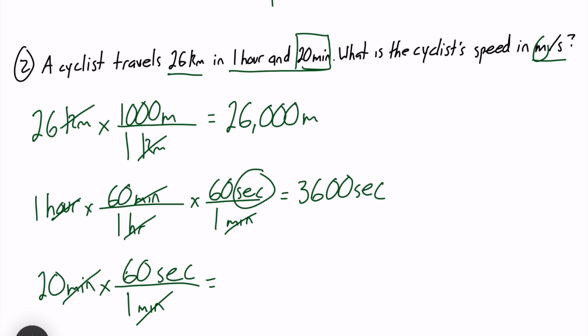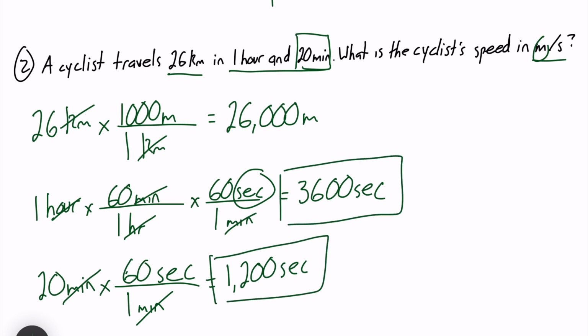And we will type in 20 times 60, which will get us 1,200 seconds. So we have to add these 2 times up to get our total time. So I'm just going to do that right here. We have 3,600 seconds plus 1,200 seconds, and that is going to get us 4,800 seconds.